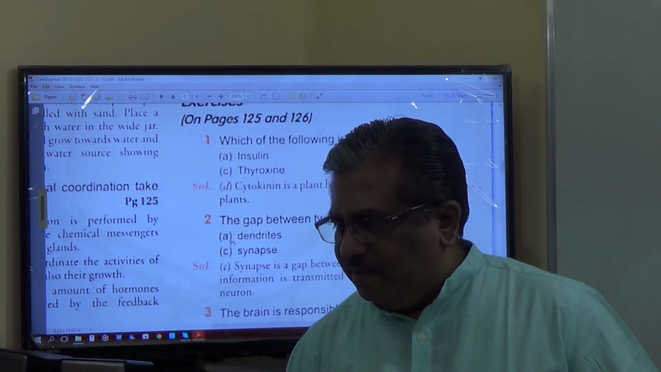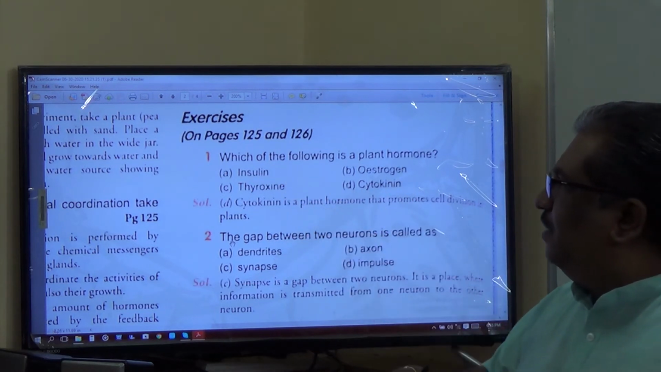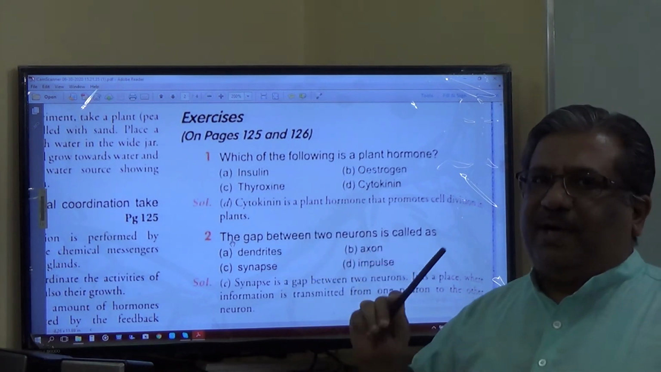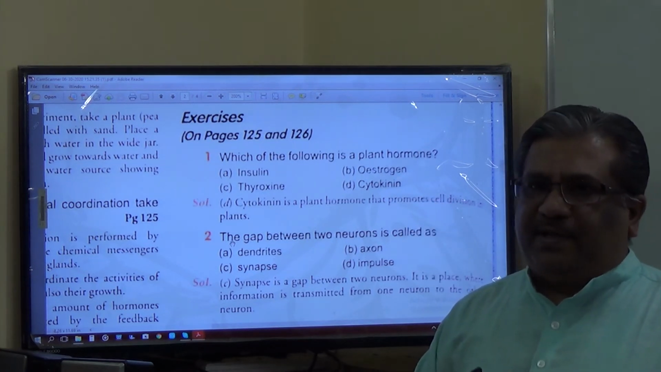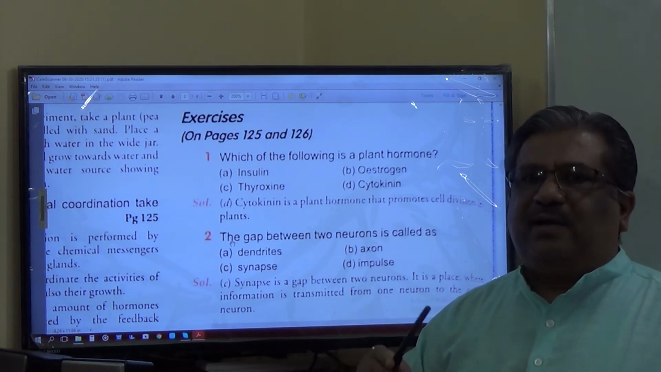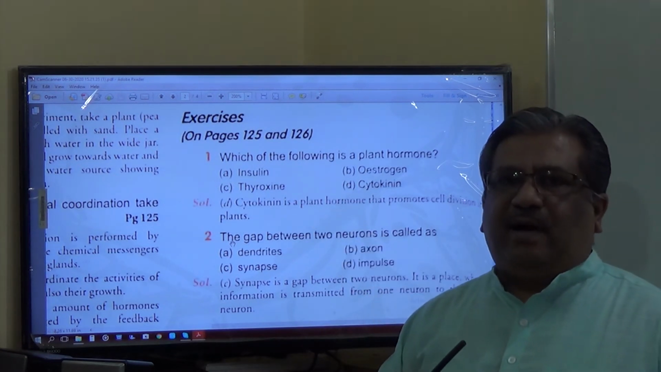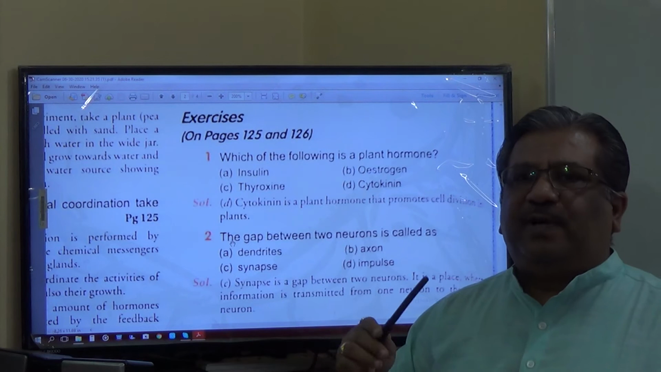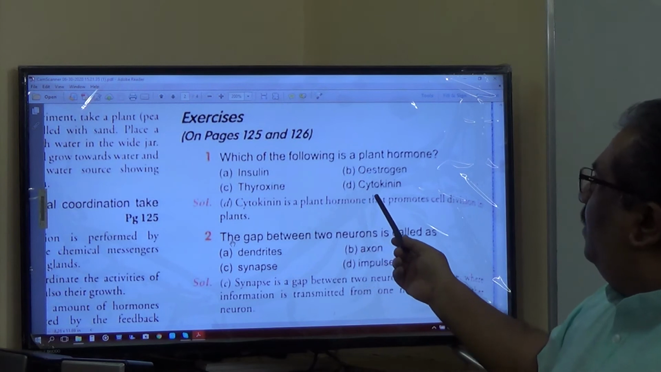Here, this one. Which of the following is a plant hormone? Insulin is an animal hormone secreted by the pancreas that regulates the blood sugar level. Estrogen is the hormone secreted by ovaries, which is responsible for the development of accessory sex organs and also secondary sexual characters. Thyroxine hormone is secreted by the thyroid gland, and that is required for maintaining carbohydrate, protein and fat metabolism in the body to provide a good balance.